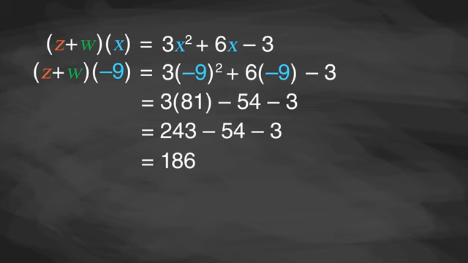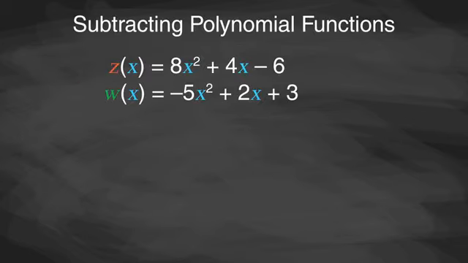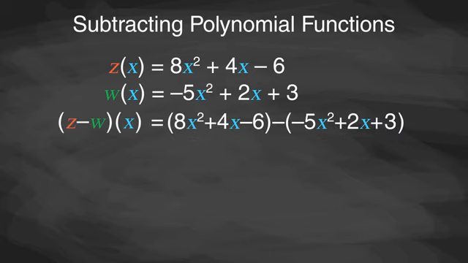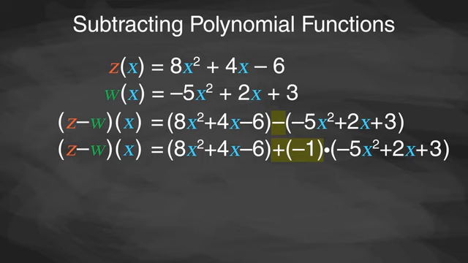If we adjusted this scenario to make it subtracting the 2 polynomial functions instead of adding, it does add a step to the process. Instead of subtracting, it can be easier to add the opposite. Start by changing subtraction to addition and multiply the second polynomial by -1.